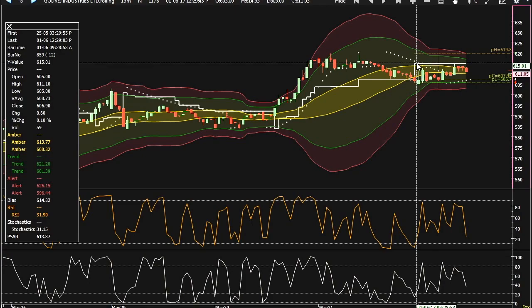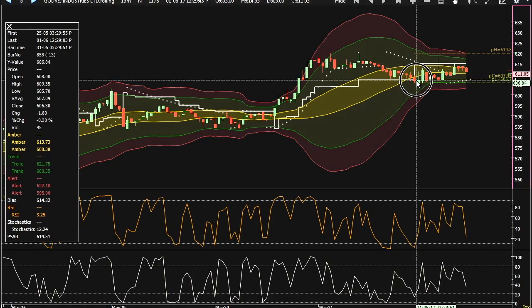I see my bias indicator, which is this starred white line, close to that 615 level. So if I get a breakout above the 615 mark, there is a possibility of a quick trade considering a stop loss close to that 607. So around an 8-point stop loss.